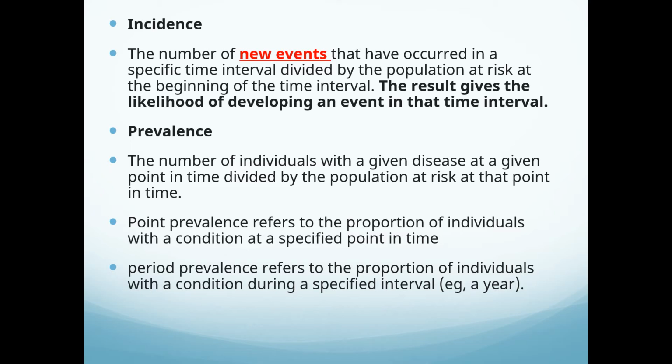specific period of time. Whereas prevalence is the number of individuals with a given disease at a given point in time, divided by the population at risk at that point. So when we are talking about prevalence, we are talking about how many people in Saudi Arabia have diabetes. Whereas with incidence, we are talking about how many new patients will be diagnosed with diabetes in Saudi Arabia. The point prevalence refers to the proportion of individuals with a condition at a specific point in time. And the period prevalence refers to the proportion of individuals with a condition during a specific interval or period of time.